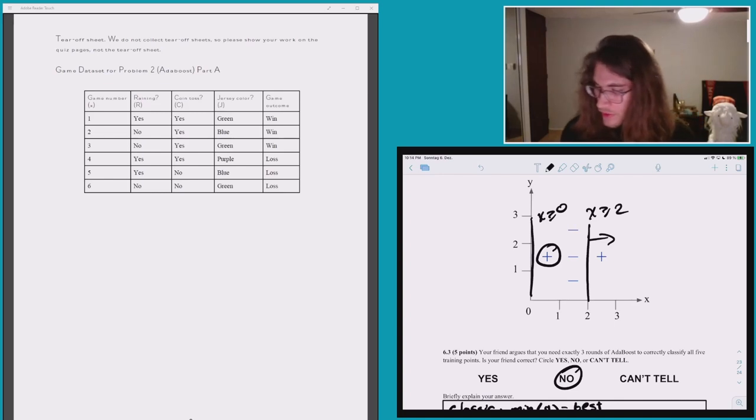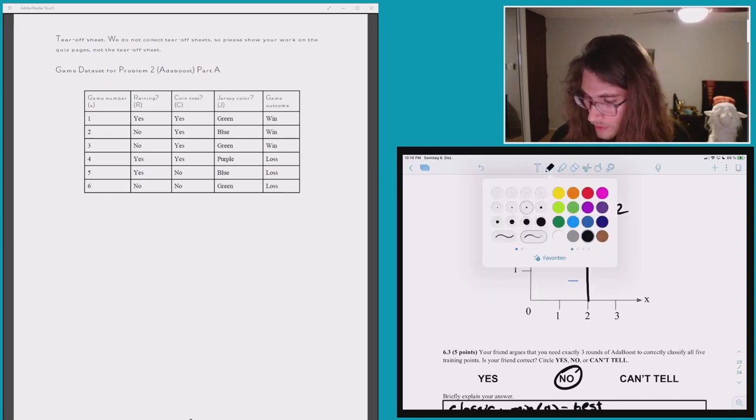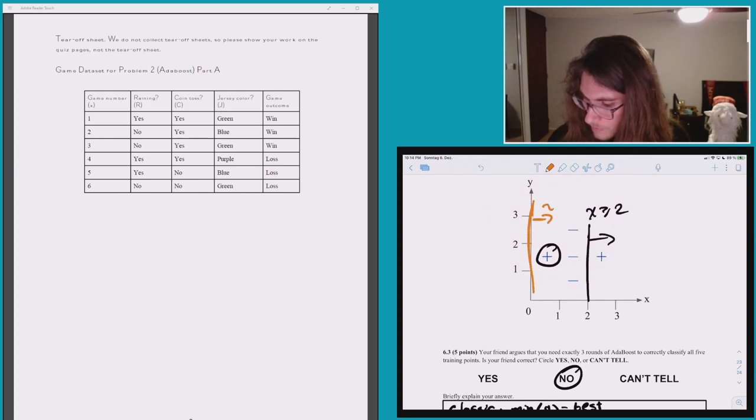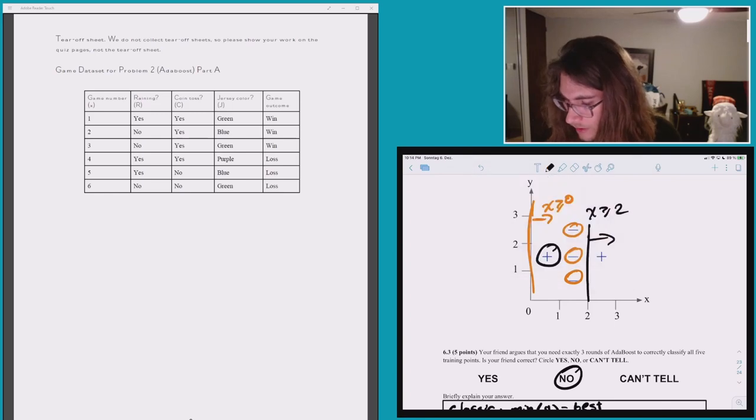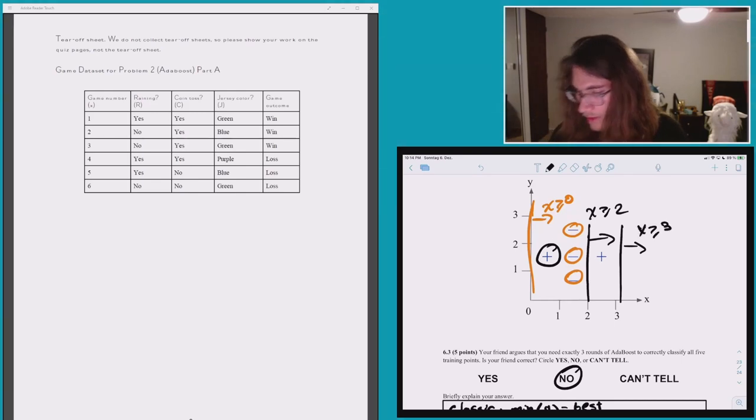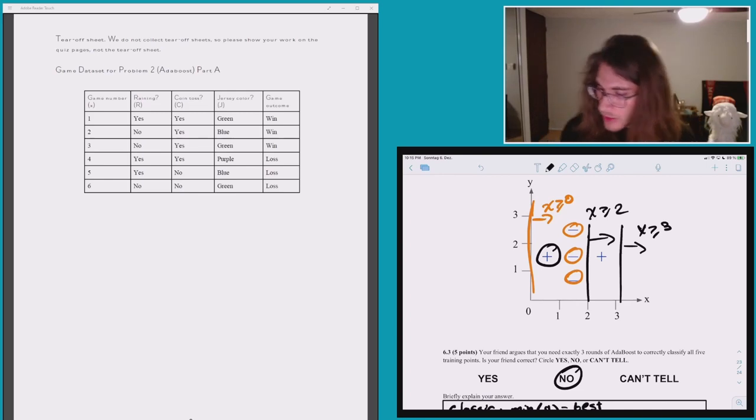The mistakes that x is greater than or equal to 0 commits, I'm going to write in a different color so that I don't mix them up. I'm just going to circle the mistakes that it makes. So x is greater than or equal to 0 is neither a subset nor a superset of x is greater than or equal to 2, and vice versa. But when we consider any other classifier, the errors that x is greater than or equal to 3 commits are a superset of those of x is greater than or equal to 2. So x is greater than or equal to 3 will never be picked.